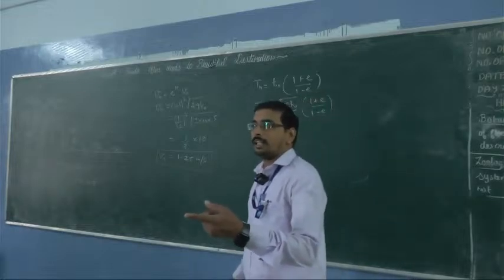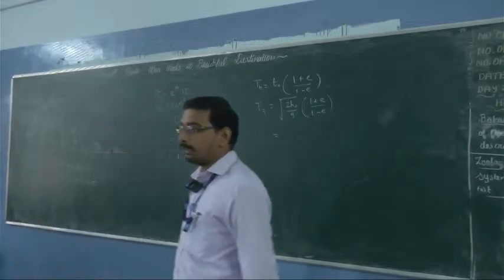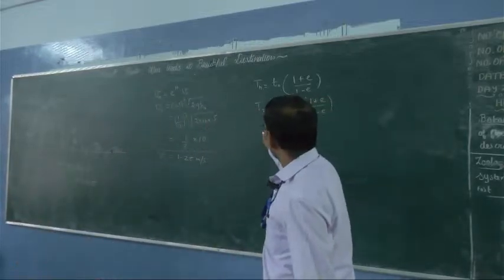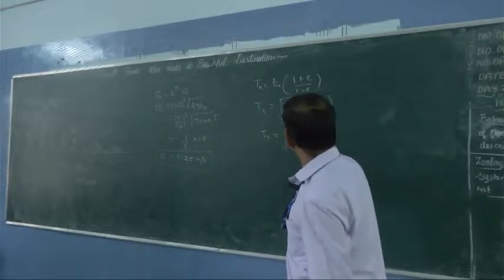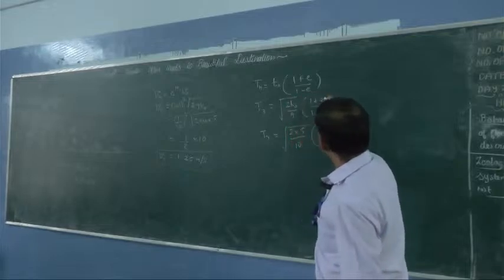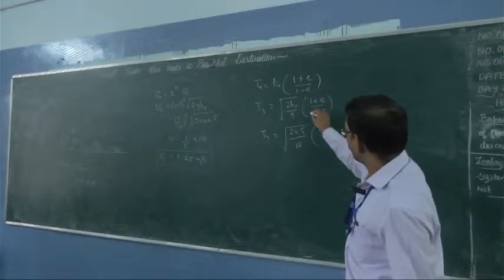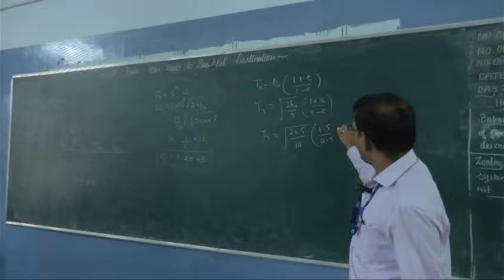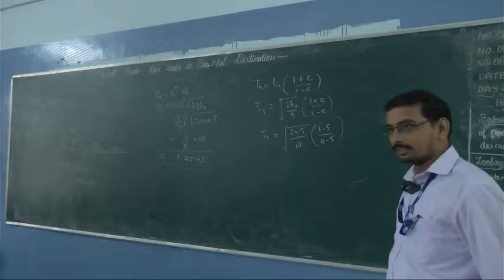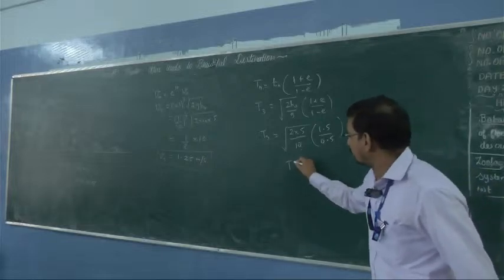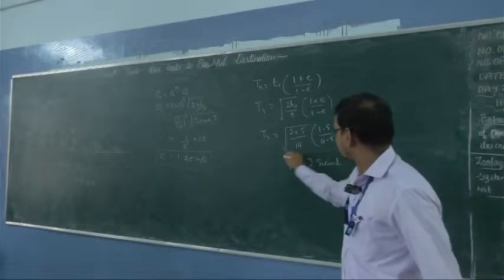In this question, what have I provided? Total time taken to produce 3 rebounds, not third rebounds. So T base 3 is equal to root over 2, H naught value 5, G value is 10, 1 plus E value is 0.5, so 1 plus 0.5 is 1.5, 1 minus E is 0.5. Again these two values get cancelled. 10 by 10 is 1, 1.5 by 0.5 means 3. So the time taken to produce 3 rebounds is nothing but 3 seconds.